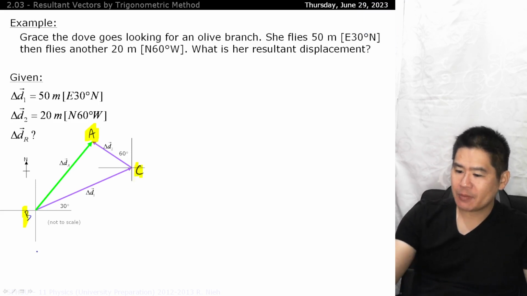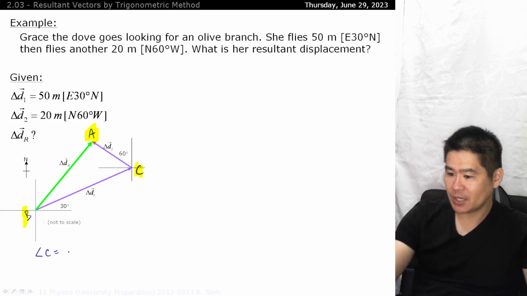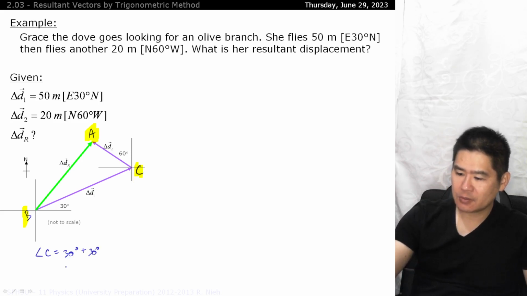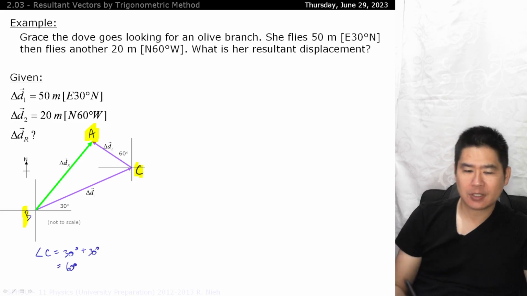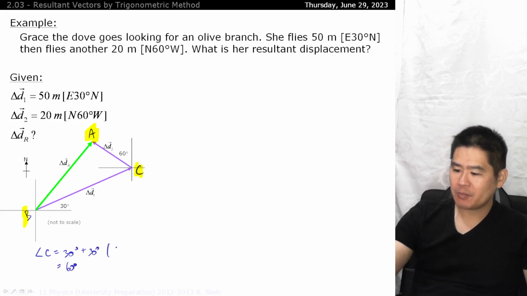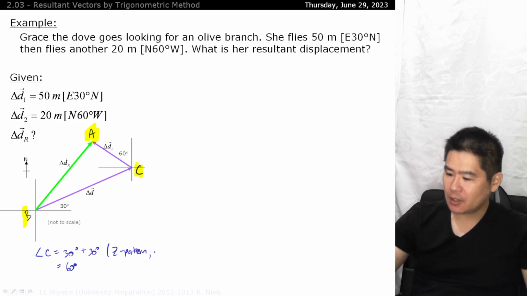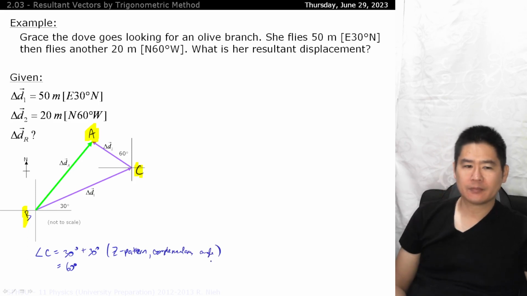Next, let's describe angle C. Angle C is actually the sum of 30 degrees plus 30 degrees, which is equal to 60 degrees. How did I solve that? By using the Z pattern, as well as a complementary angle theorem. And that's it.